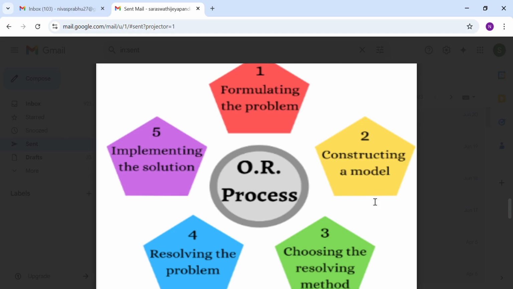Totally there are 5 models available to solve all kinds of OR problems. We should choose the best model. After choosing the model, choose the best method to solve. For each model, various alternative methods are available to solve the problem. After resolving the method, we should solve the problem and implement the solution.